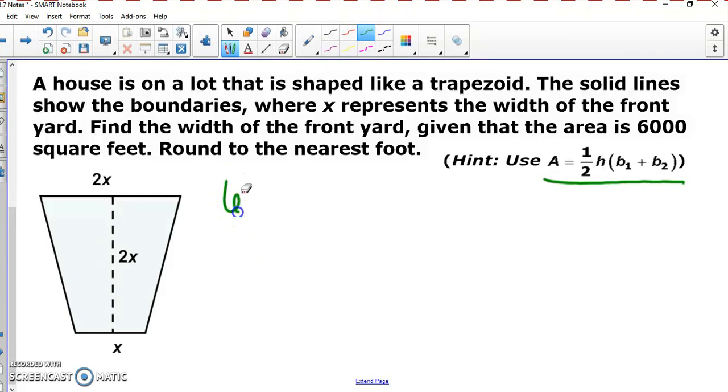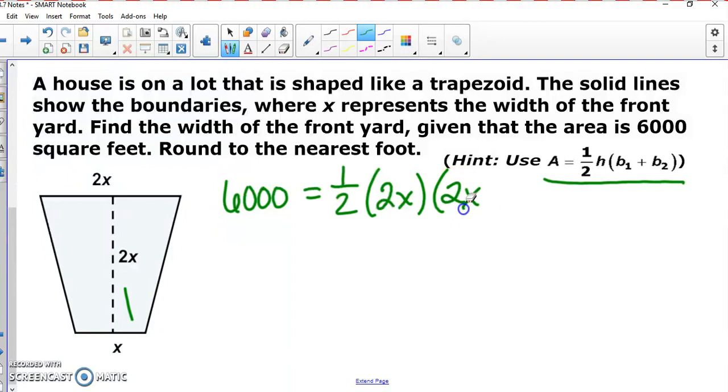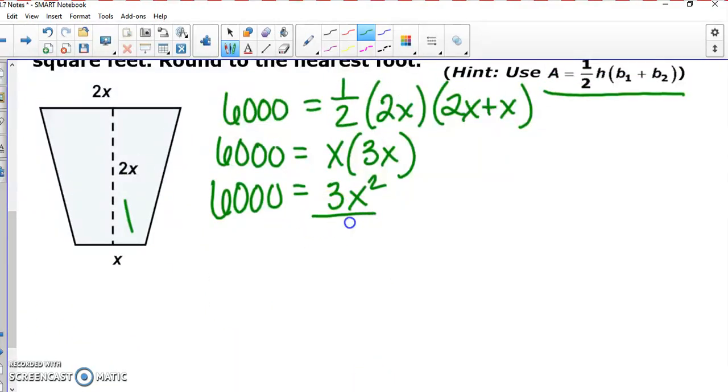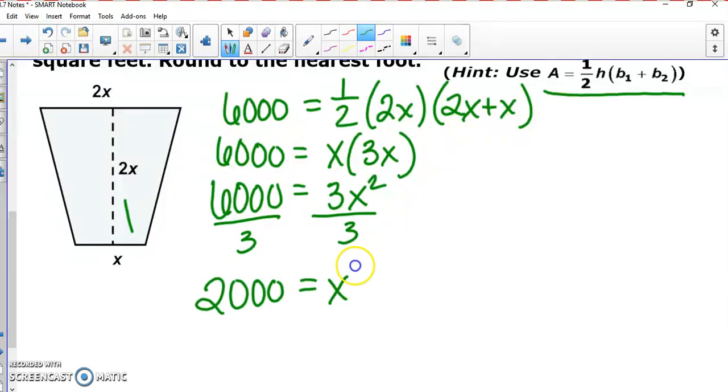So I'm going to plug in 6,000 for my area, and then I'm going to use the formula 1/2 times my height. My height is 2x times my two bases added together. So that's 2x plus x. So let's go ahead and simplify some of this stuff. I'm going to have 1/2 times 2, which is just x, times 2x plus x is 3x. So if I go ahead and multiply those together, then I'm going to get 3x squared over here. So my next move then would be to divide by 3 on both sides. I'm going to get 2,000 over here equals x squared.